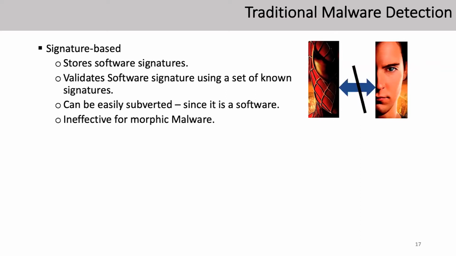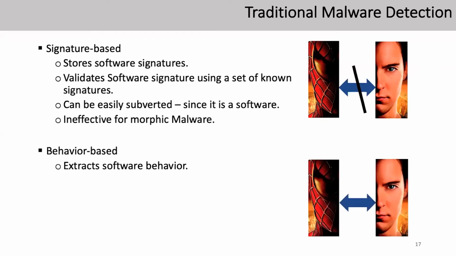However, if you cannot identify them, that's like signature-based malware detection, because the signature is being created from the picture of the person, not from the behavior of the person. So how do we circumvent this? One solution is to develop a behavior-based malware detector. It extracts the software behavior. As we were mentioning the GPS behavior, it will extract the GPS behavior, right?